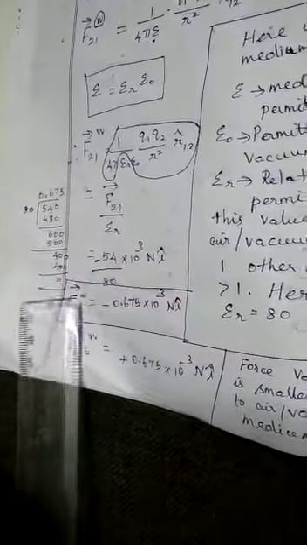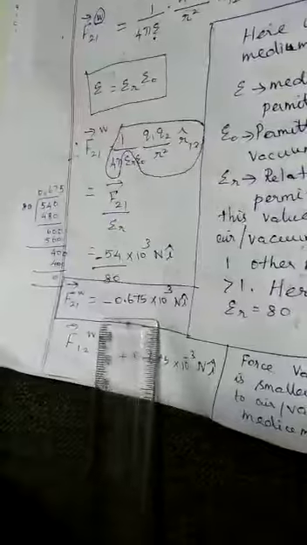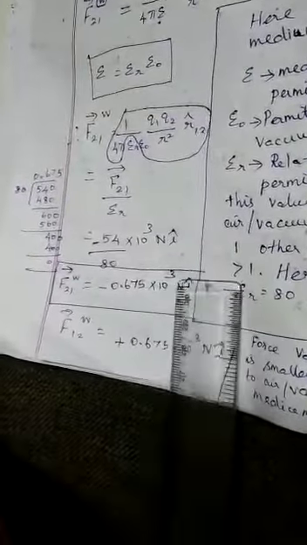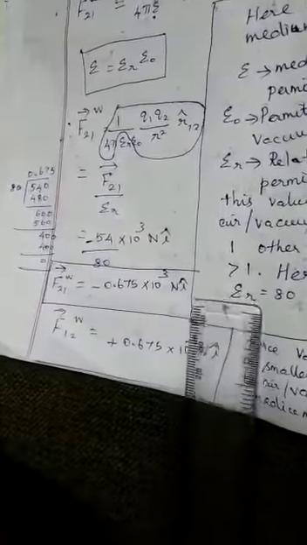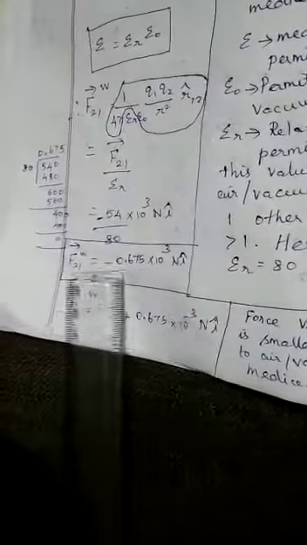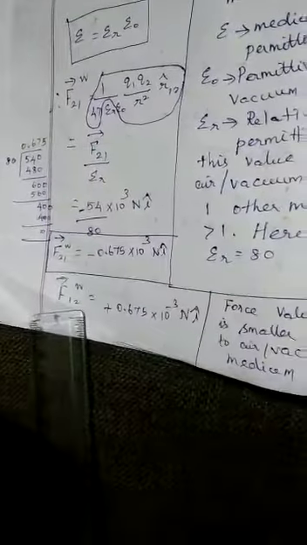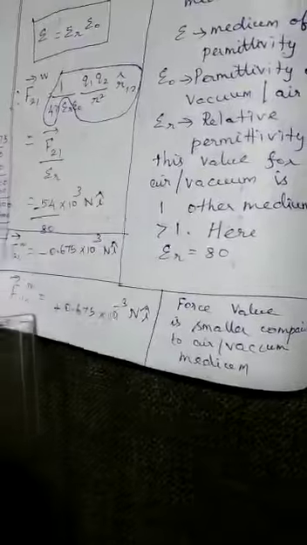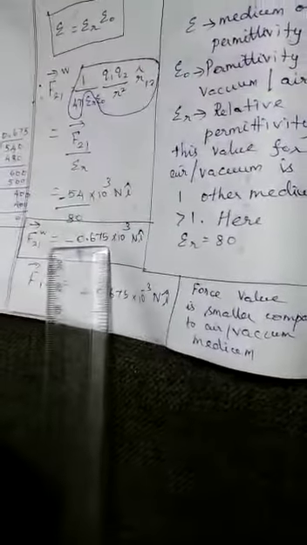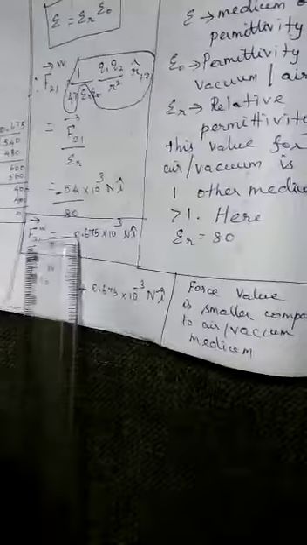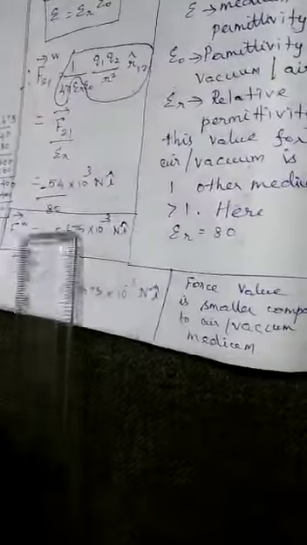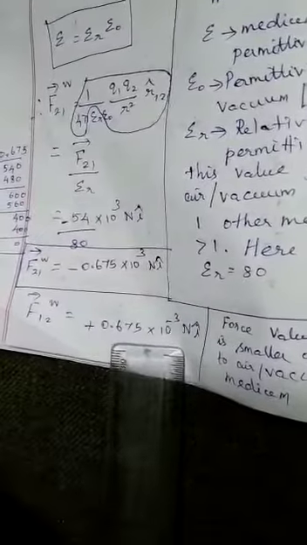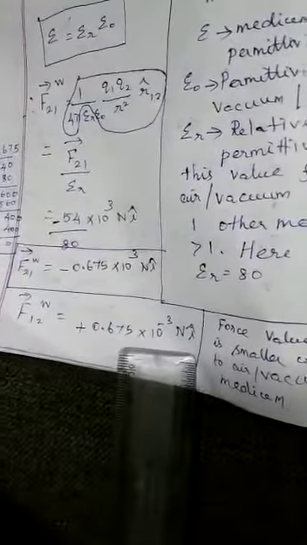The F21 vector in water medium is minus 0.675 into 10 power minus 3 Newton i cap. Again, if we want to calculate F12, that is the force experienced by Q1 due to Q2, that value is the negative of F21. So simply, without substituting, I write the value plus 0.675 into 10 power minus 3 Newton i cap.